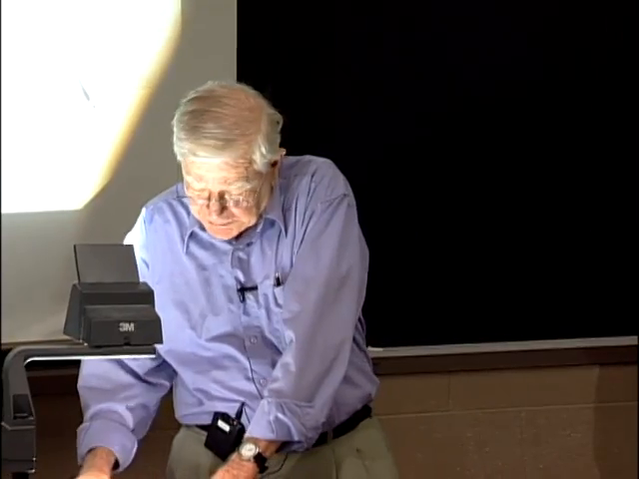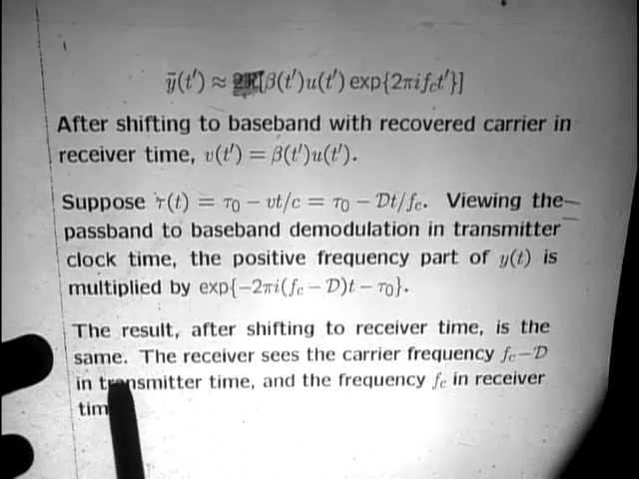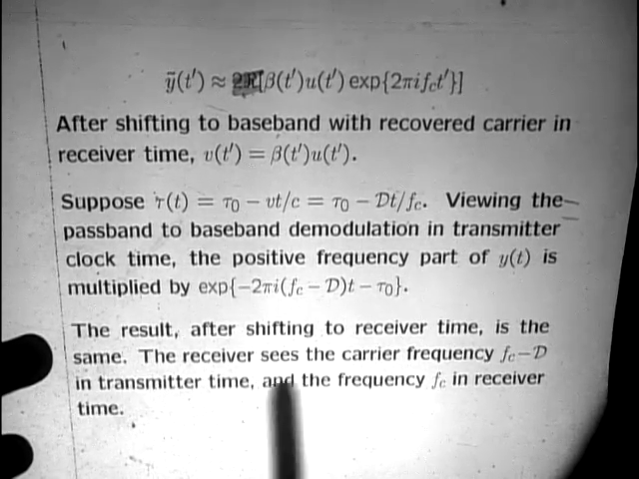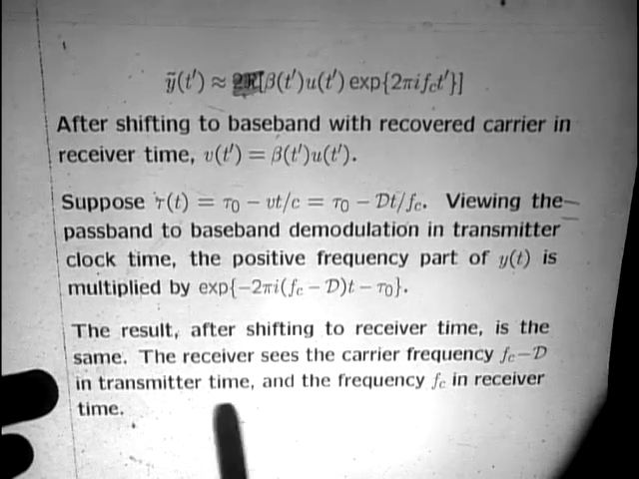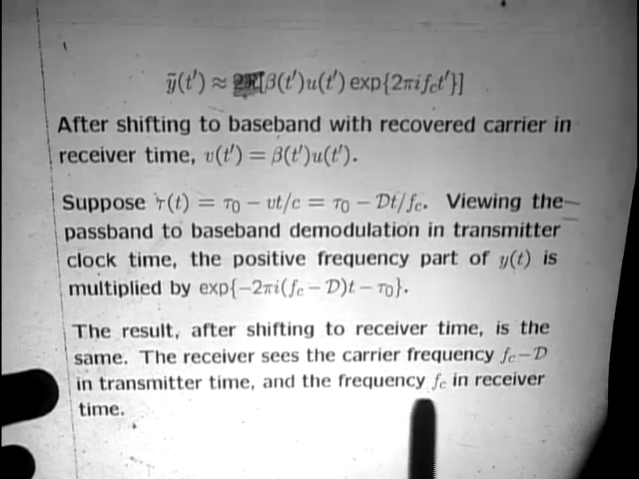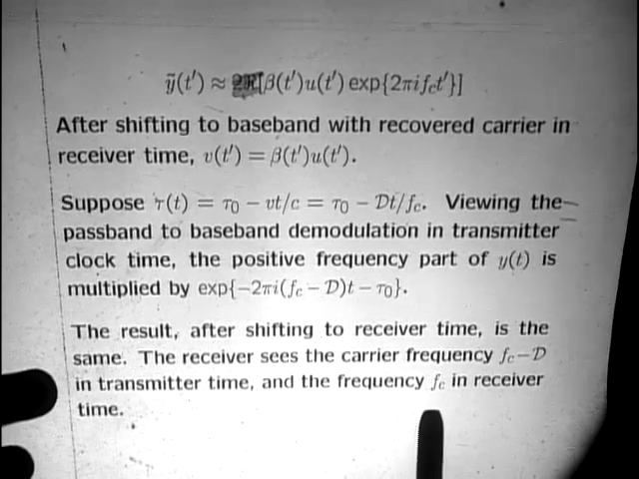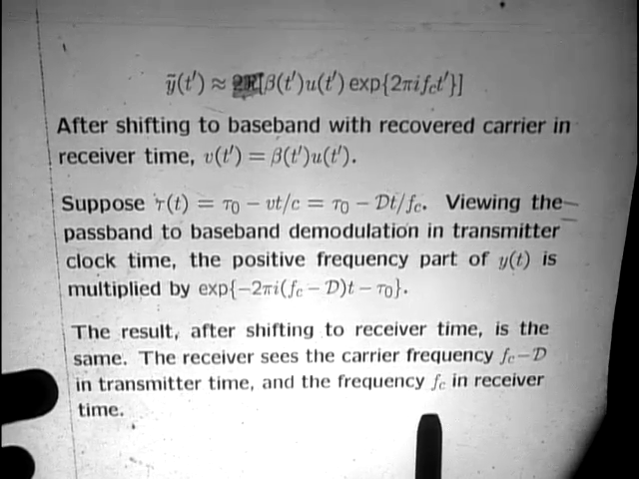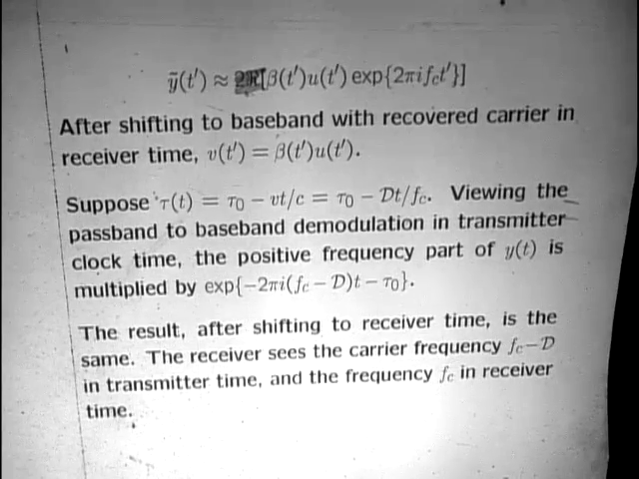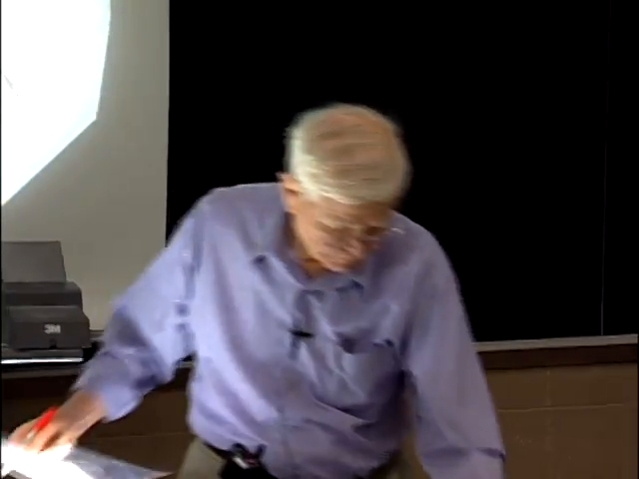So anyway, the result after we look at this in both ways is that you get the same answer each way, but the receiver sees this carrier frequency in transmitter time, and it sees this frequency in receive time. Of course, the receiver only sees receive time because the receiver is sitting there trying to measure from the waveform coming in what that carrier frequency is and what that time base is.